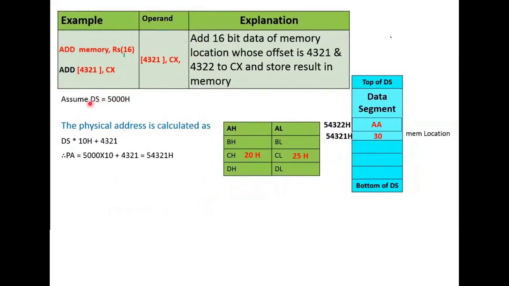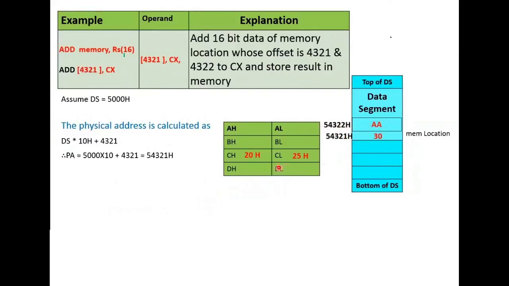Okay, the same thing, we assumed that the DS base address is 5000 and we calculated the physical address. Finally I got 54321, and from the base, 54321 is here, and in this memory location I have 30, and I should consider the next higher byte also, because here CX is there. If CX is there, then you should understand that this is 16 bit addition. We are going to add a 16 bit value. So you should take the higher byte also. Higher byte you can take from the higher memory location, means the next memory location. Don't take from 20. Lower, don't come this side. You should go this side, the next memory location. Okay, from there you can get the higher byte.